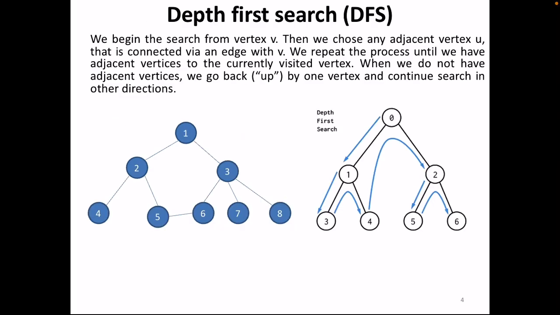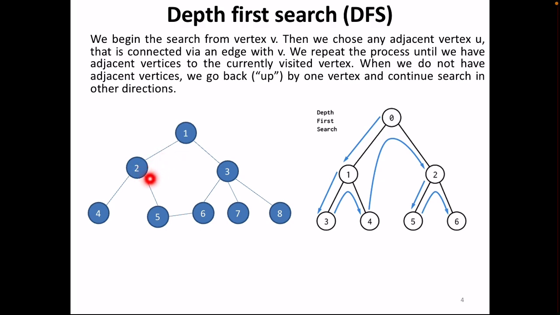Now, search of the graphs in depth. It's called depth first search, and the abbreviation is DFS. We begin from a vertex. Here it is written 1, but we can call it V. Then we choose any adjacent vertex.